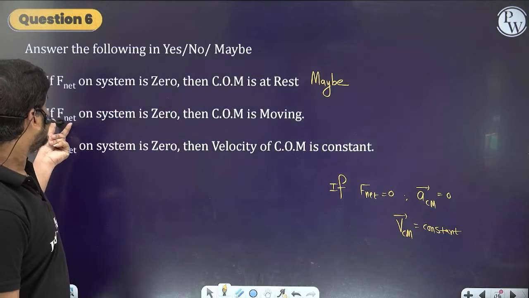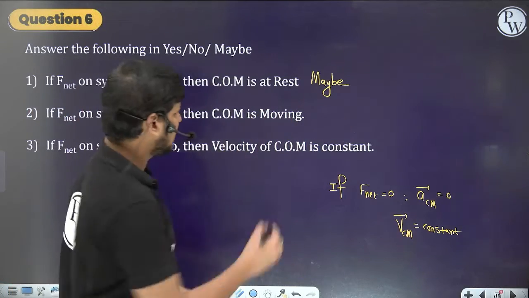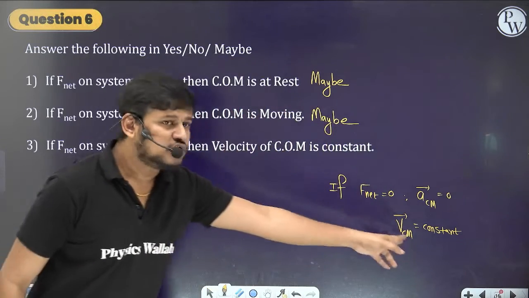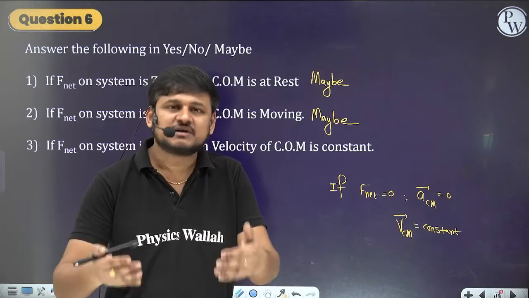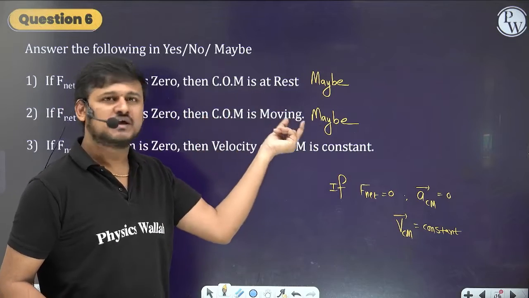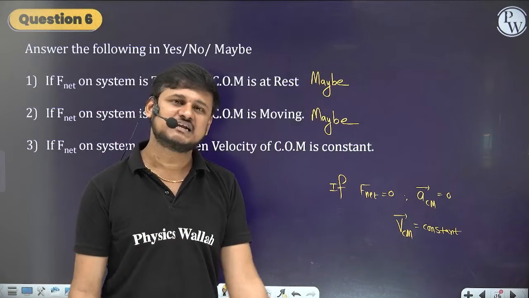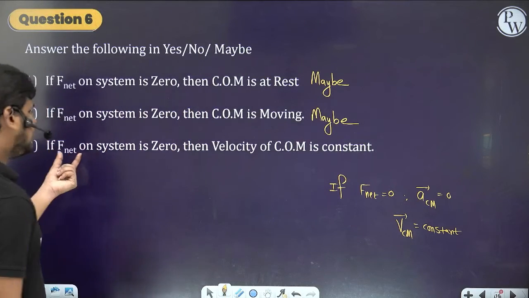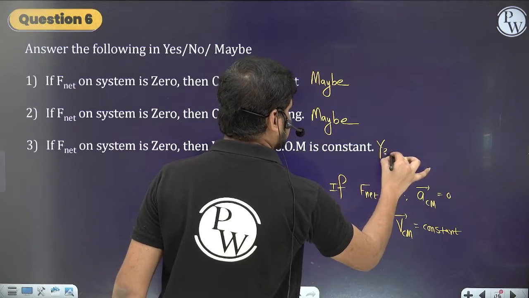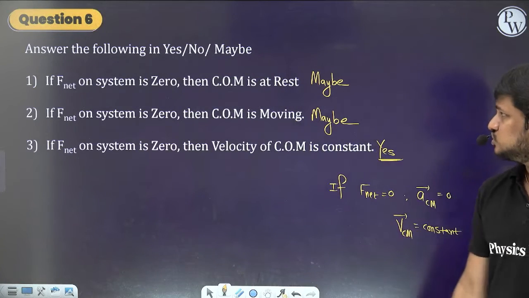Next, if F net on the system is 0, then the center of mass is moving. So maybe or may not be. Yes or no? So I can write here maybe. Why? Because it is going to be constant. 0 is also a constant or some other velocity is also a constant, right? So that's why the center of mass is moving, maybe. It may move with some constant velocity or it may be at rest, 0. So if F net on the system is 0, then the velocity of the center of mass must be constant. Yes. So here you can write the statement, yes. Clear, guys? Understood, everyone? Chalo. So let's move further.